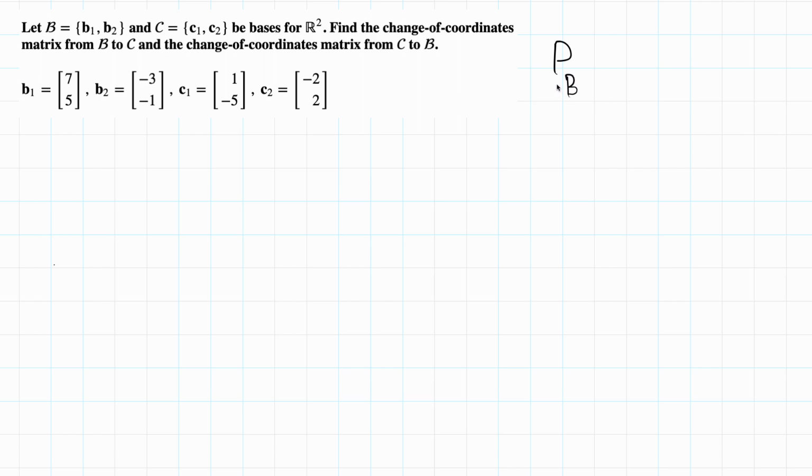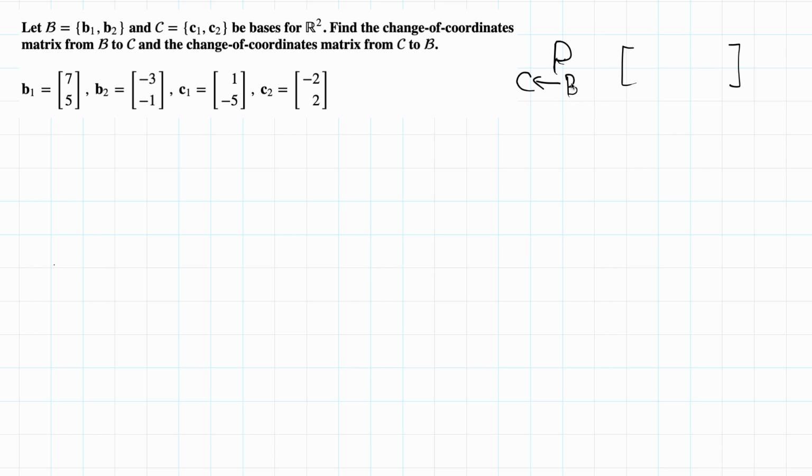It's kind of written backward. There's a reason for this one. Okay, we'll see in a moment. So we need to figure this out and the change of coordinates matrix from C to B. Okay, C to B as well. And we are given just the basis here. So for this one, we can write a matrix.